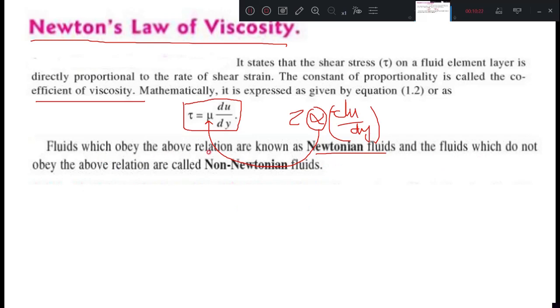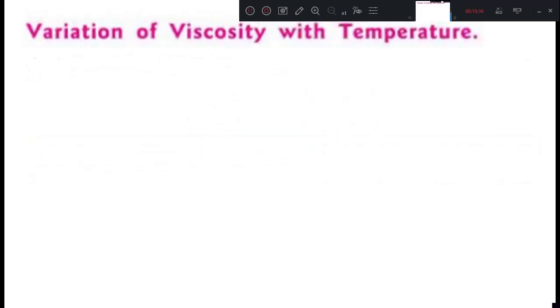So the fluids which obey the relation, that is, stress is proportional to the rate of shear strain, are called Newtonian fluids, and the fluids which do not obey this relation are called non-Newtonian fluids.